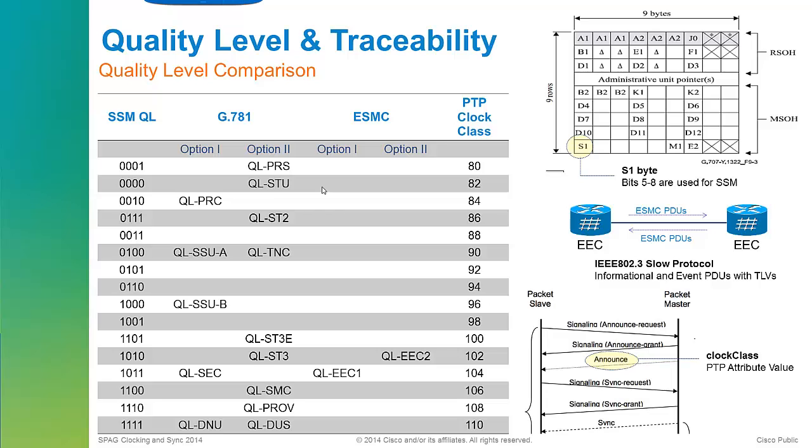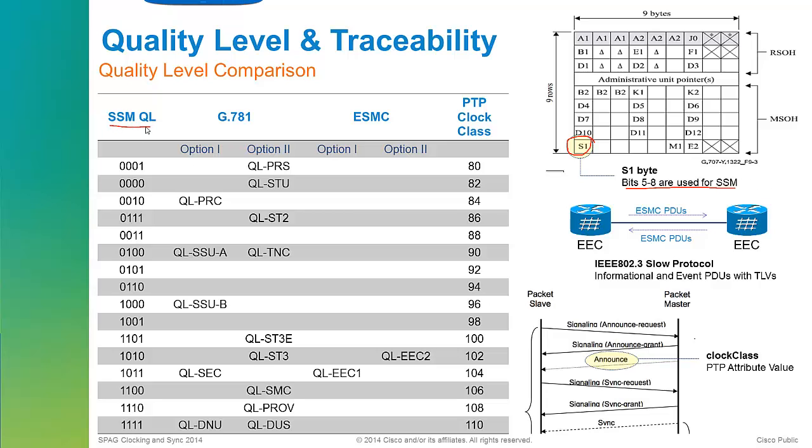So we talked a bit down the left-hand side here, just giving you a look at the three ways that we do this traceability of quality level. On the left-hand side we have SSM. I'll just show you, there's a byte sitting in part of the frame in E1 and in SDH, and there are 4 bits there which are used for SSM. So that's how it's done on TDM type circuits.